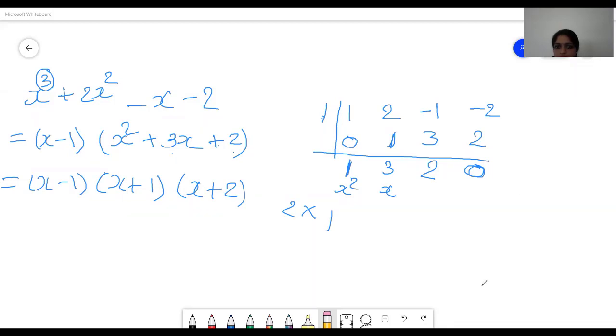Ma'am, what if the summation is not 0? If the summation is non-zero, then at that time we have to check the summation of odd power and summation of even power. Sorry, coefficients. So we have to check the summation of coefficient of odd power and summation of coefficient of even power. Okay.